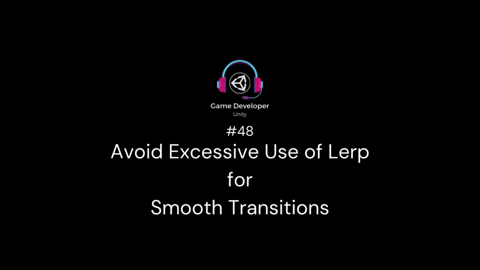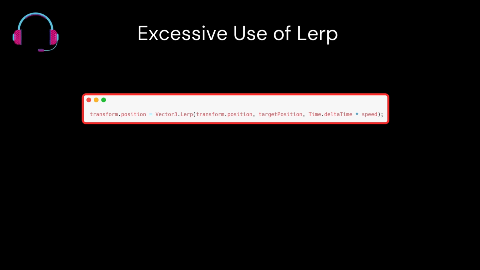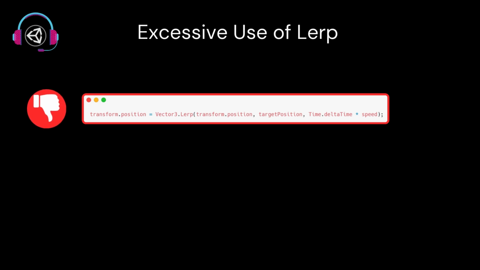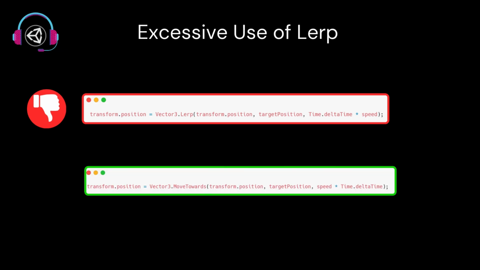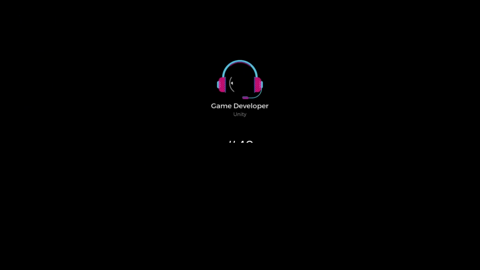Tip number 48. Avoid excessive use of Lerp for smooth transitions. Overusing Lerp, linear interpolation, in Update or other frequently called methods can lead to unnecessary calculations, especially for simple tasks. Instead, use Vector3.MoveTowards for smoother, more controlled transitions. MoveTowards is more performance-friendly because it doesn't require the extra computation involved with interpolation, and it's better suited for many common use cases.